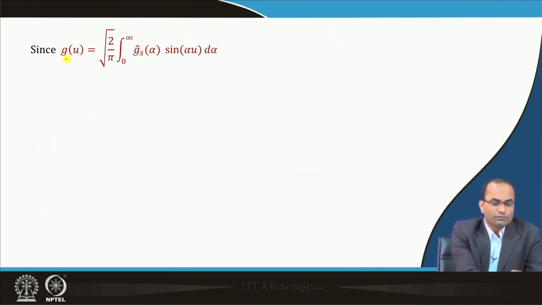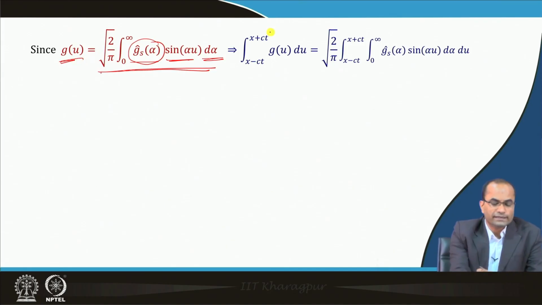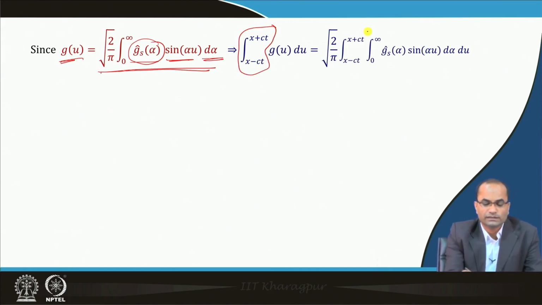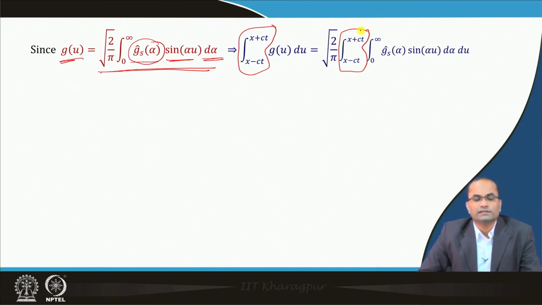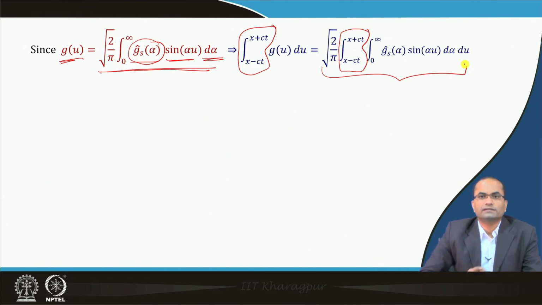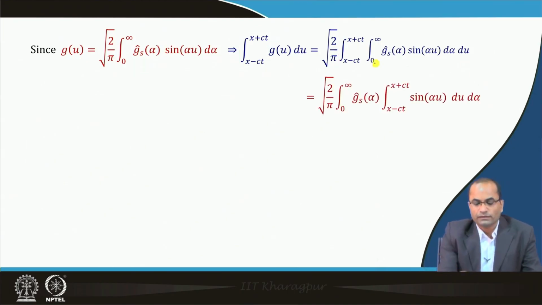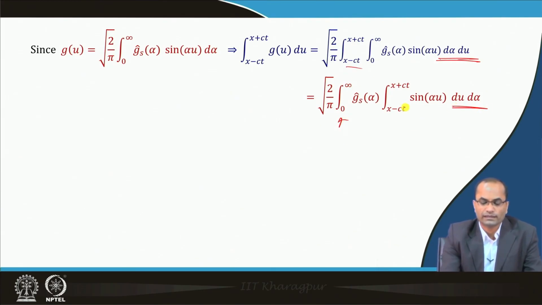So, here we will use this inverse formula, that g(u) we can get as the integral of g_s hat alpha sin(alpha u) d alpha. With this inverse formula, if we just integrate both sides from x minus c t to x plus c t, then we will get from the right hand side the desired term which needs to be replaced in terms of g. So, if we change the order of integration, that means du d alpha, we have 0 to infinity and then x minus c t to x plus c t, because with respect to alpha and u, these limits are constant. So, we can simply interchange them.